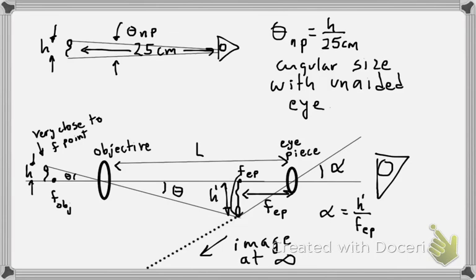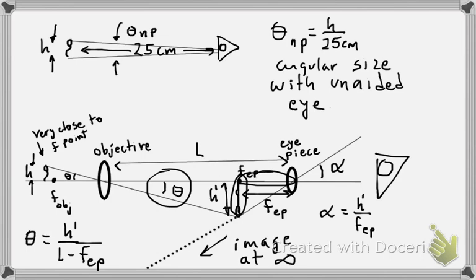So h prime is this one, the focal length of the eyepiece is this, so the ratio between the two is the angular size of the object. Now theta, the angle between the light ray that goes through the center of the objective and the optical axis, you can write as h prime, the size of the intermediate image, divided by this distance, which, as you can see, is the total length of the microscope minus the focal length of the eyepiece. So h prime divided by L minus FEP is that angle theta.